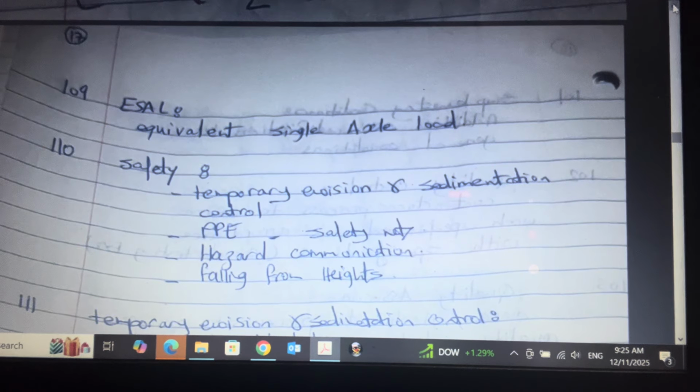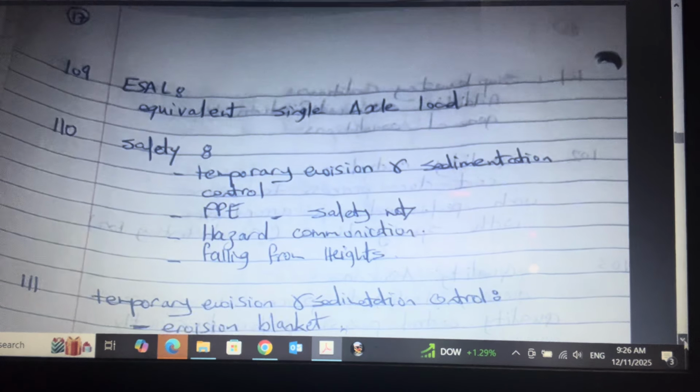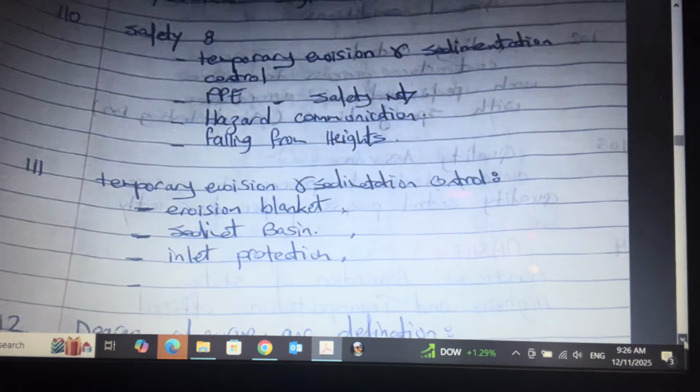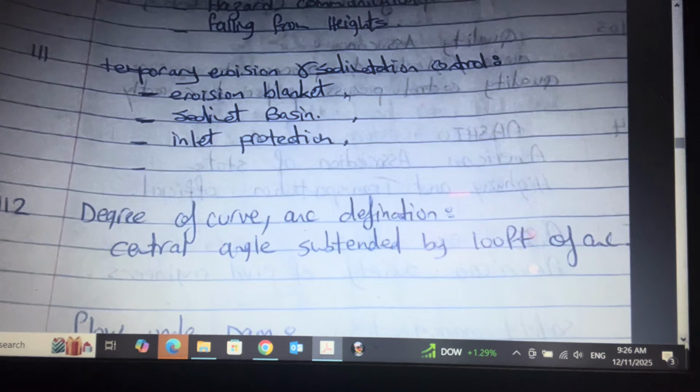ESAL is the equivalent single axle load. It's also related to pavement design. Safety includes temporary erosion and sedimentation control, personal protective equipment, safety net, hazard communication, and falling from heights. Those are the main items related to safety while the project is ongoing. For temporary erosion and sedimentation control, we are using erosion blanket, sediment basin, or inlet protection.